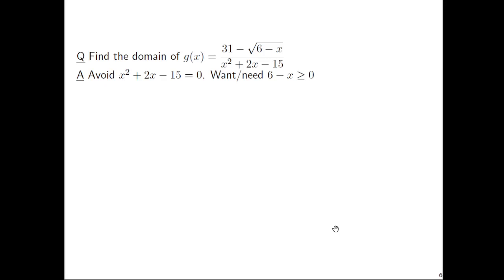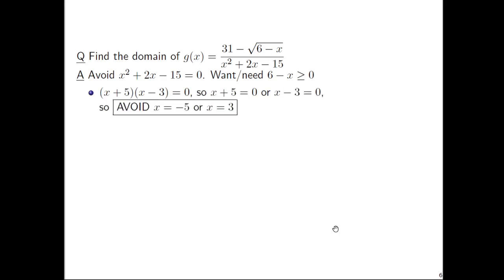We also want, or we need, the contents inside the square root. In this case, that's 6 minus x. We need that to be greater than or equal to 0. So taking the first part, we can factor, apply the zero product property, solve each of the little equations. And again, just remember what we want is to avoid. So I wrote the word again one more time as a reminder at the end here. So we need to avoid when x is negative 5. We need to avoid when x is 3.